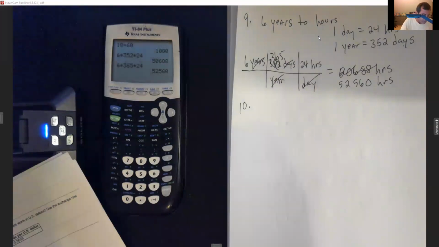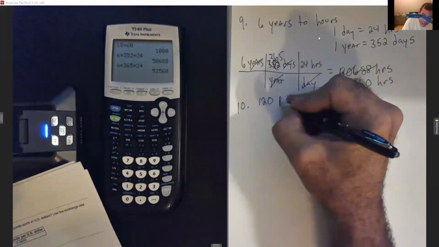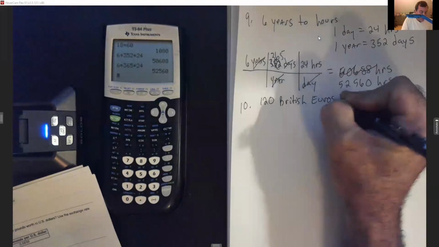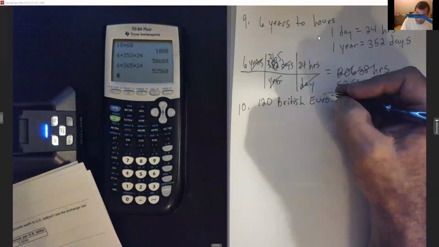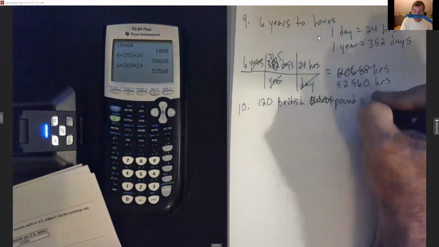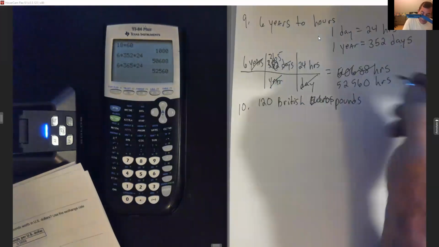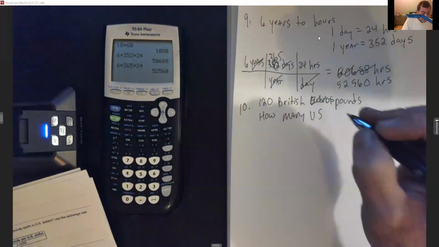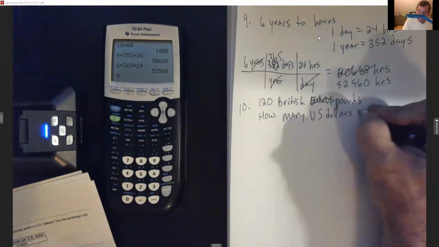All right, check this one out. You return from a trip with 120 British euros. I mean, that's British pounds, it says. Okay, I'm used to them being euros. That's pounds. So you got 120 British pounds. How many US dollars is that worth?